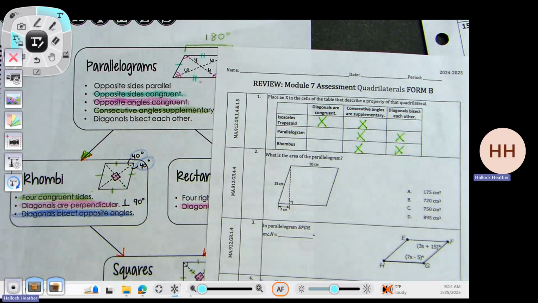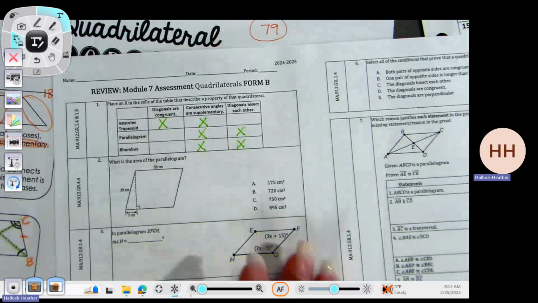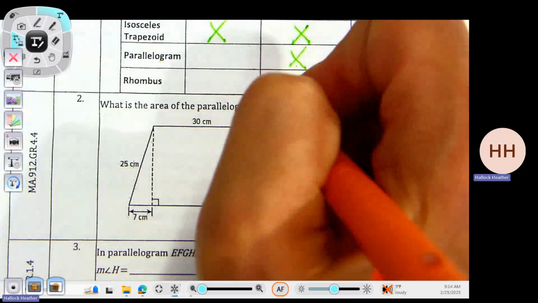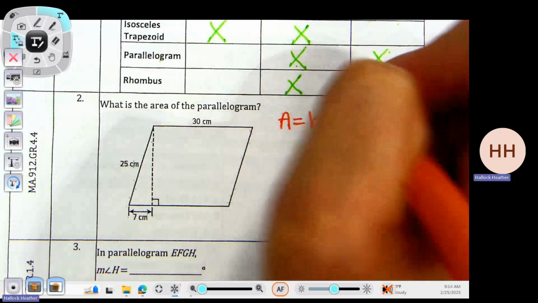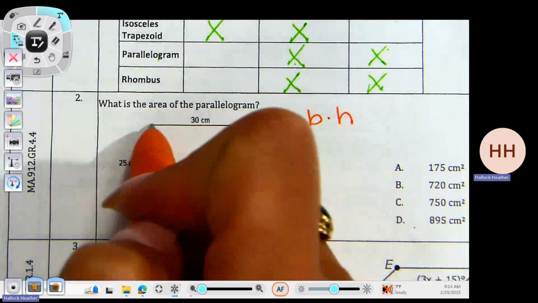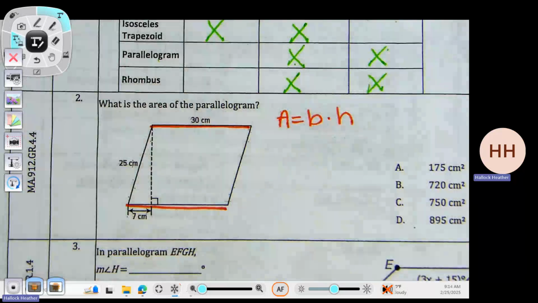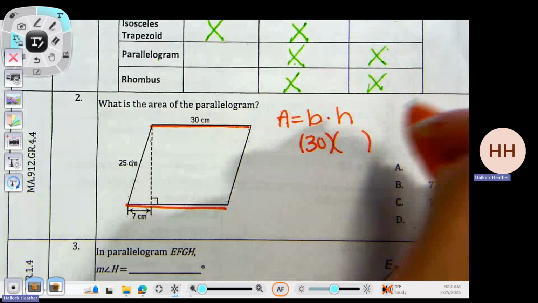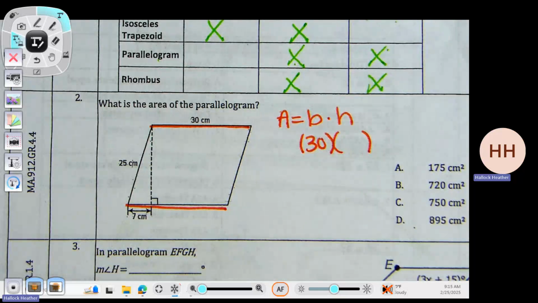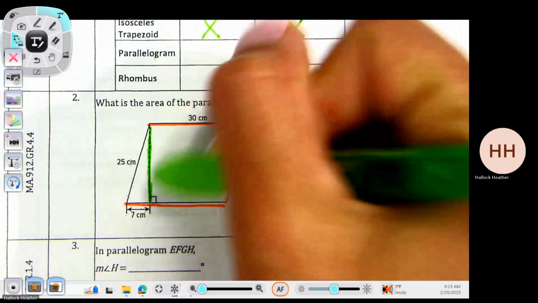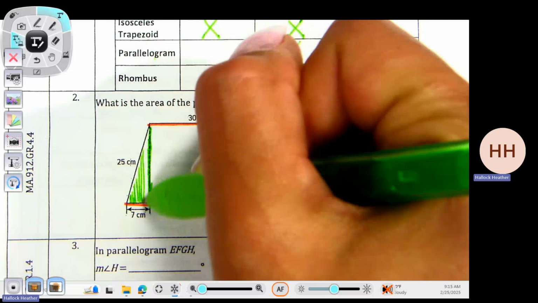For number 2, this is where we start getting into our math. So for area of parallelogram, you're using area equals base times height. Your base is the entire length of the bottom, which the bottom and the top are the same dimension for a parallelogram. So my base is 30. I need to find my height. So using the Pythagorean theorem, I'm finding my height, which is here. So I'm using a right triangle. I'm using the Pythagorean theorem.